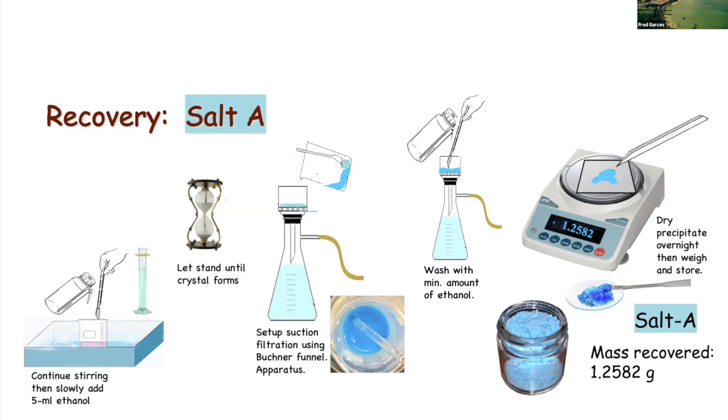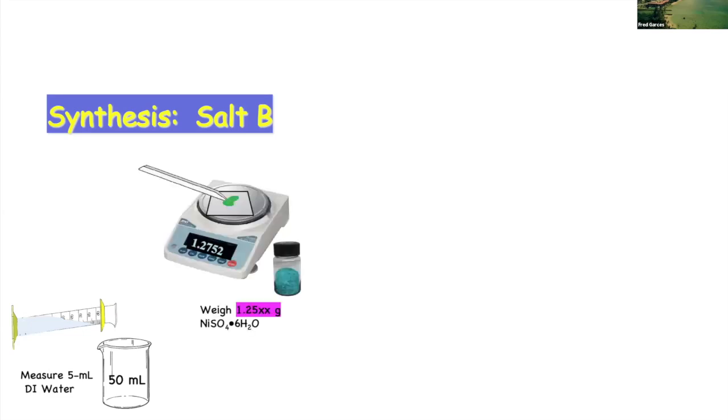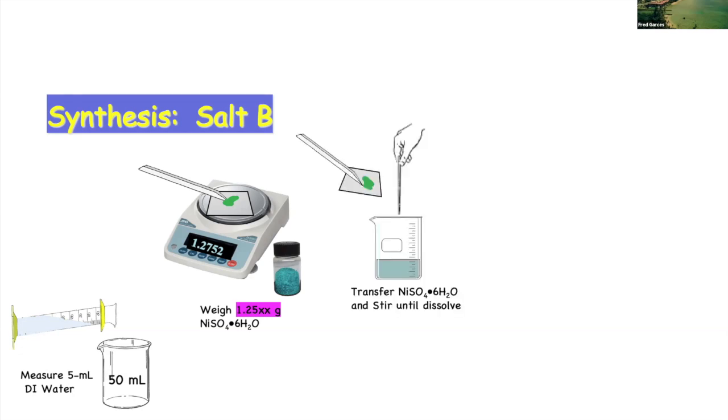This is the synthesis for salt B. Again, I start with 5 milliliters of water in a 50 milliliter beaker. I weigh about 1.25 grams of my starting material. In this case, I weighed out 1.2752. I go ahead and put it into the water, mix it up.